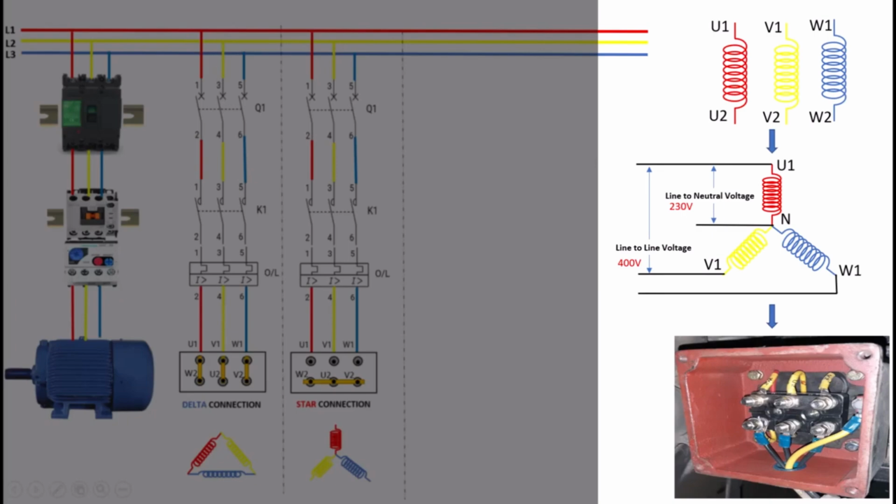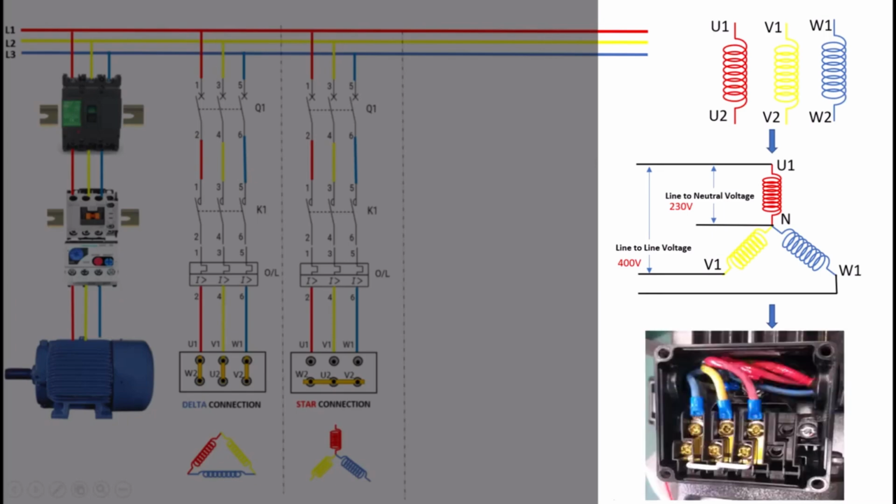Since the voltage across each winding is lower, the inrush current is also limited, which helps to prevent damage to the motor and reduces the mechanical stress on connected equipment. The star connection is particularly useful in applications where high starting torque is not required. It is ideal for running motors at reduced speeds or in situations where gradual acceleration is beneficial, such as fans and pumps. Additionally, the star connection allows for the possibility of using a neutral wire.